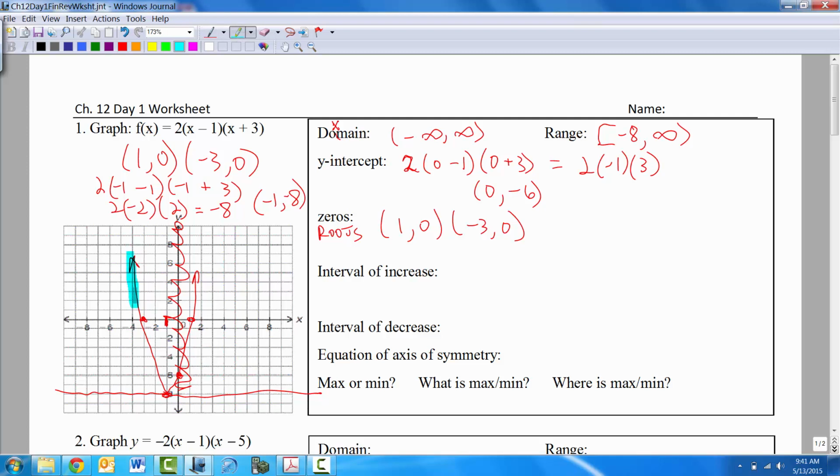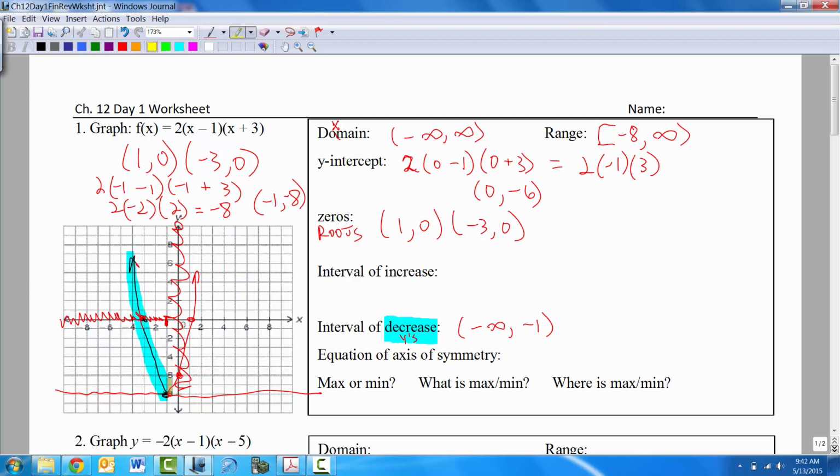What is this graph doing as I go from left to right up to here? And the answer is it's decreasing. So what is the interval that it decreases? Remember, this describes the y's. We want the x's that create the decreasing behavior. So the x's that I plug in are negative infinity for x, all the way up to negative 1 for x, creates that decreasing behavior of y. So that's how we express that.